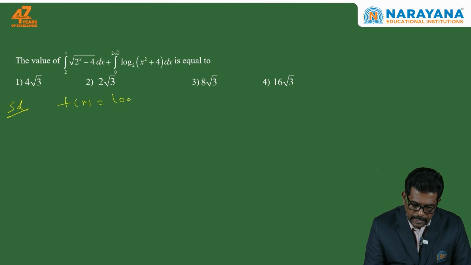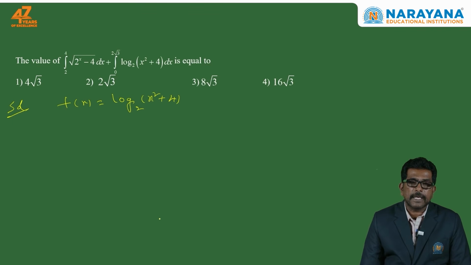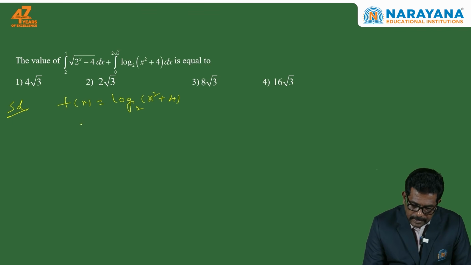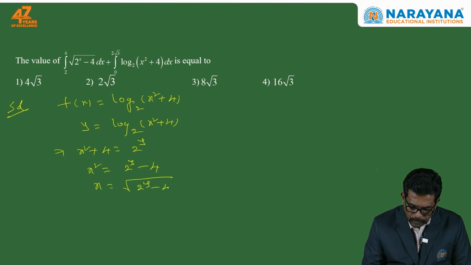Observing the logarithmic function, I consider f of x as log of (x square plus 4) to the base 2. Now I try to find the inverse function. When y is equal to log of (x square plus 4) to the base 2, x square plus 4 is equal to 2 to the power of y, so x square is 2 to the power of y minus 4, and x is the square root of 2 to the power of y minus 4.